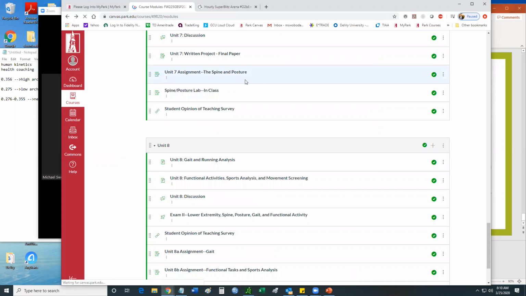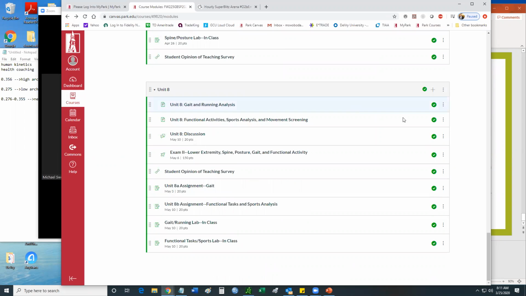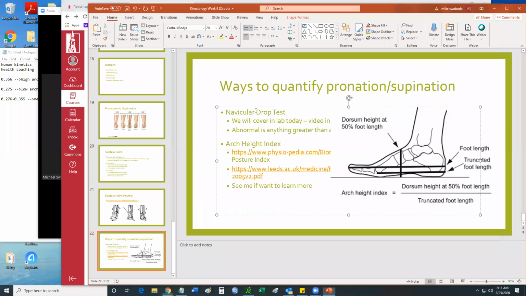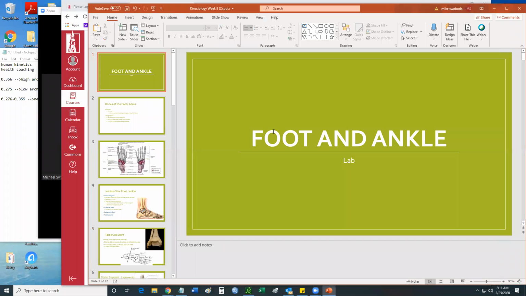All right, so the 3 things I wanted to accomplish today were to go back over the anatomy for the foot and ankle, and then also do a couple of tests that I wanted to go over with you in terms of what you'll need to know that's important about the foot itself.